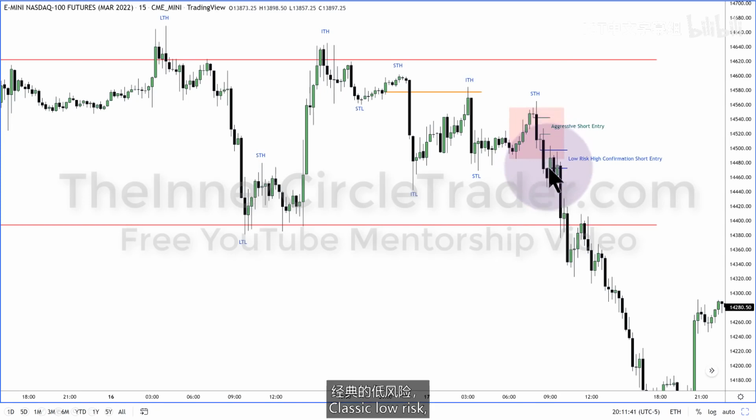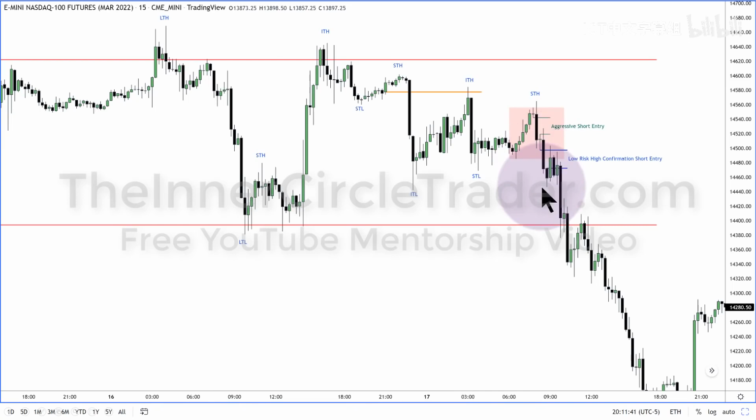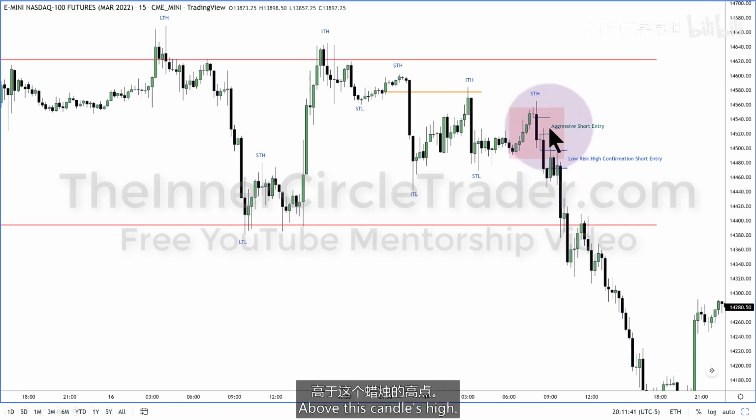The classic low risk, high confirmation short entry is the classic return back to an order block after a trade down below it. Here's your little gap. Here. Trade into it. There's your short. Where's your stop? Above this candle's high. There you go.